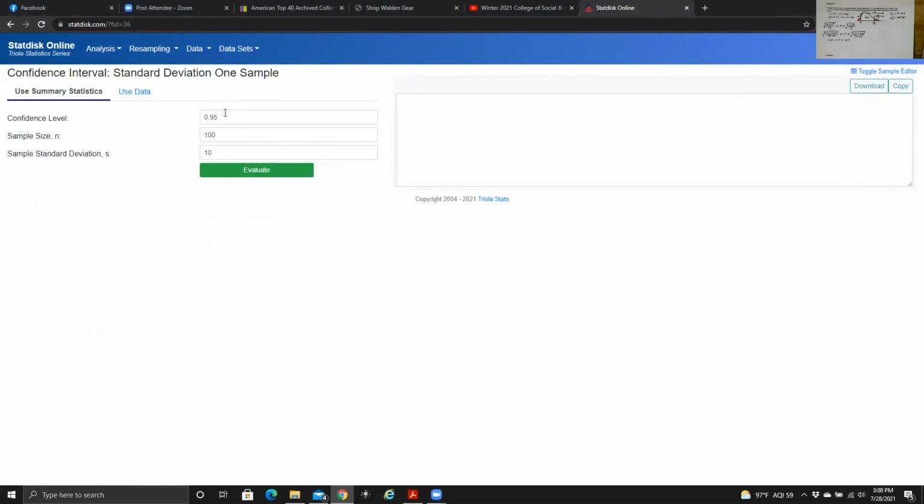That's where you enter your confidence level. They have 0.95 as a default. We're dealing with a 98% confidence interval, but 98% as a decimal would be 0.98. You'll just type that in. Tab down to the sample size. The sample size, which was n, was 107. Then you had a sample standard deviation, which is s. That was 0.66. You'll type that in, click on the green button that says evaluate, and you'll get two confidence intervals, one for the standard deviation and another one for the variance. We're only dealing with the standard deviation in this case.